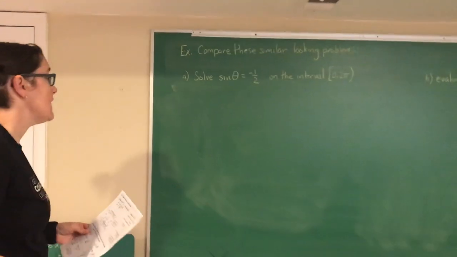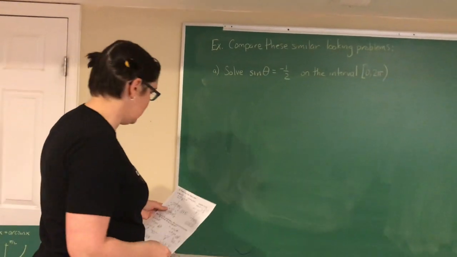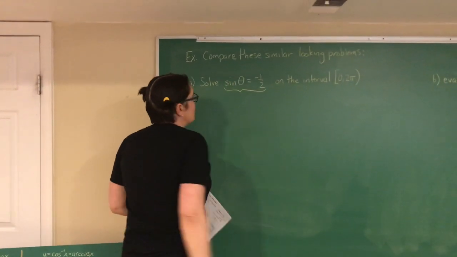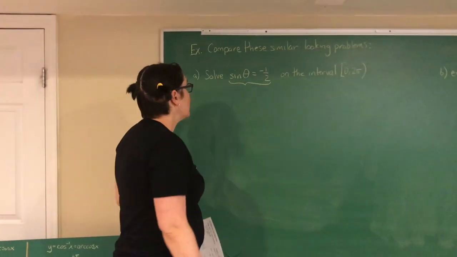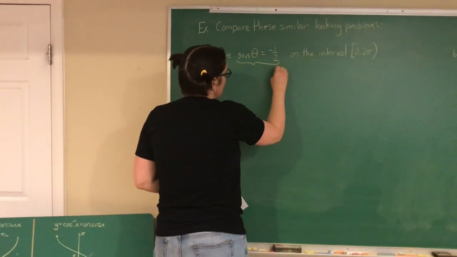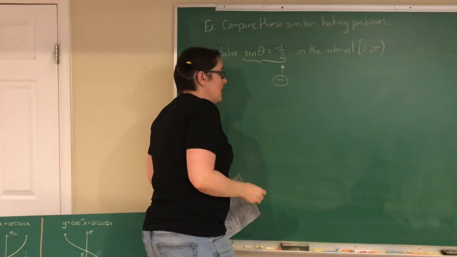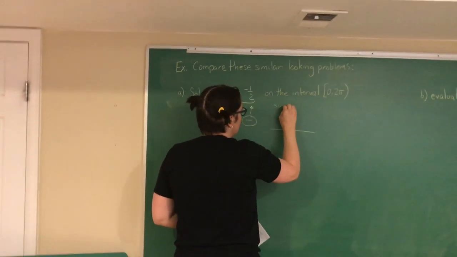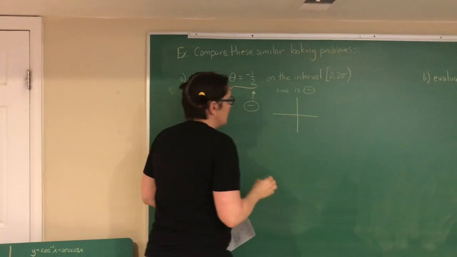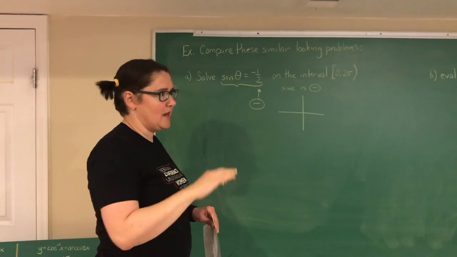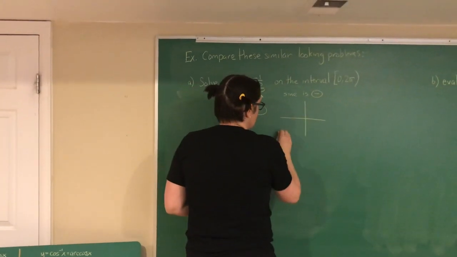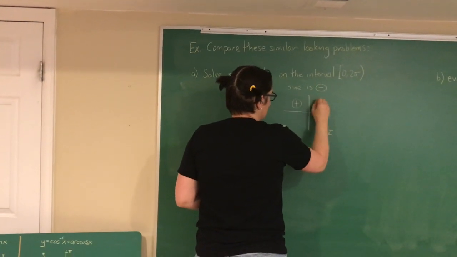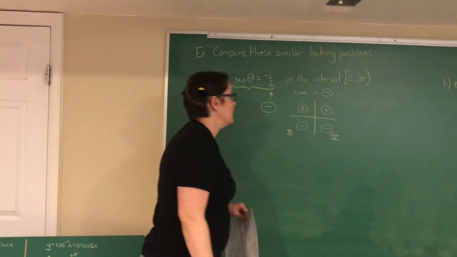So let's start with the solve sine of theta equals -1/2 on the interval from 0 to 2 pi. I look at this equation, and I have sine of theta is equal to -1/2. I notice that this -1/2 is negative, and when I think about the sine function, sine is negative in the quadrants where y is negative, because sine is y over r. So sine is negative in quadrant 3 and in quadrant 4. So positive in quadrants 1 and 2, negative in quadrants 3 and 4.